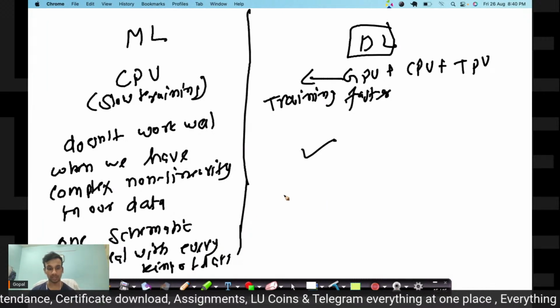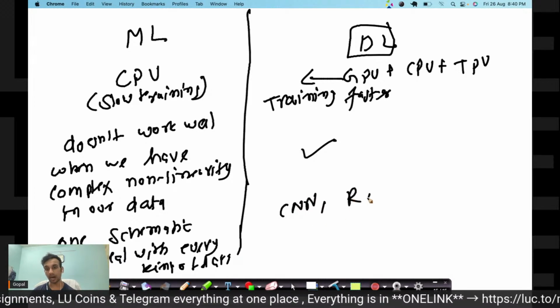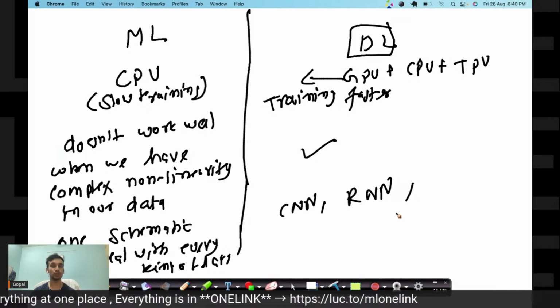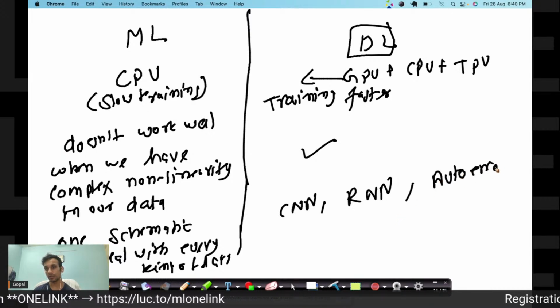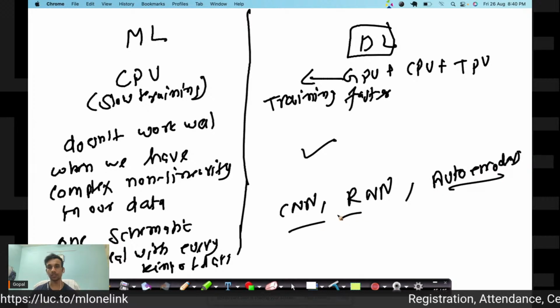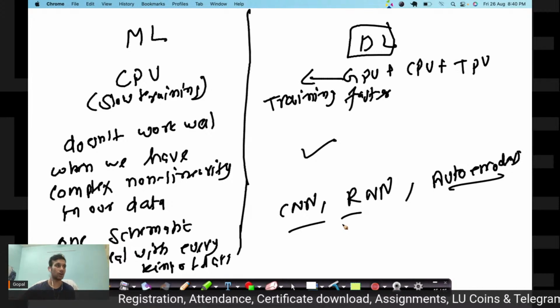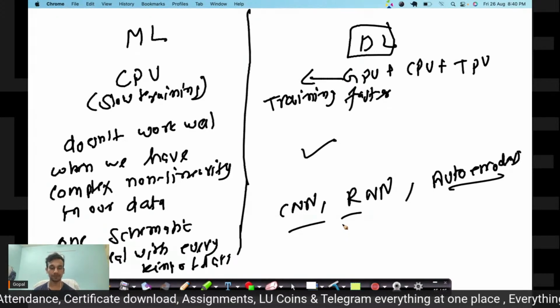Like for computer vision we've got CNNs, right? For textual data we've got RNNs. Okay, and let's say for unsupervised learning or recommendation systems we have got autoencoders, right? So this is where your deep learning actually shines. Okay, that is the basic comparison. The comparison can just go on and on, but I'm just going to stop myself here.